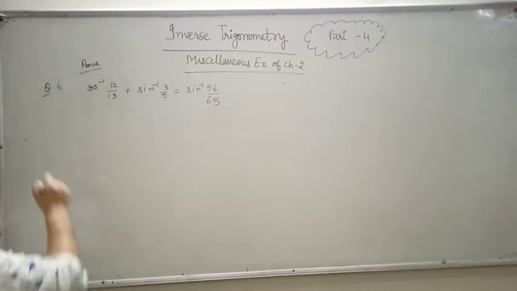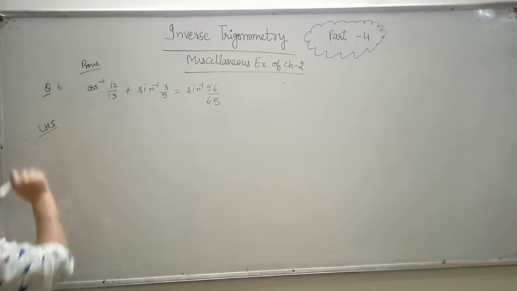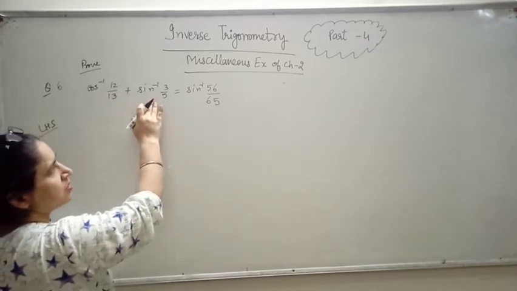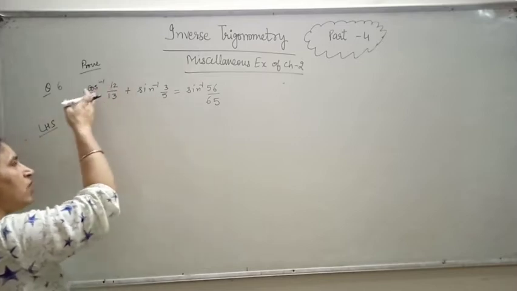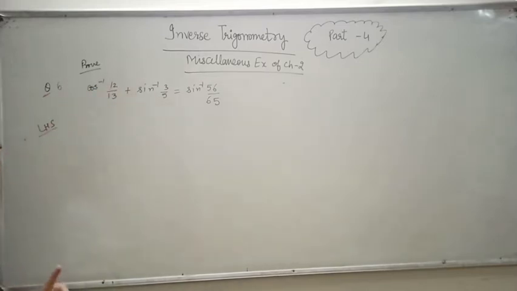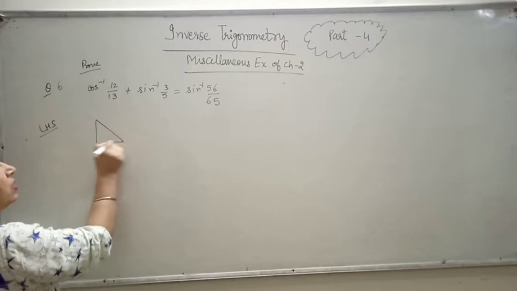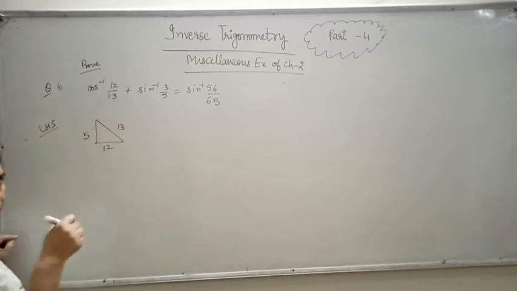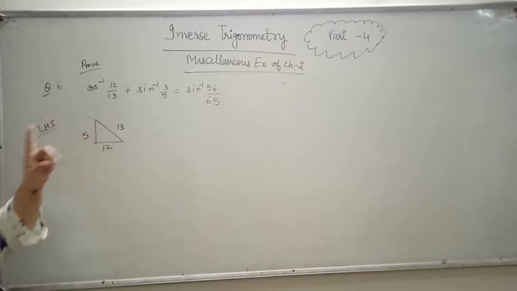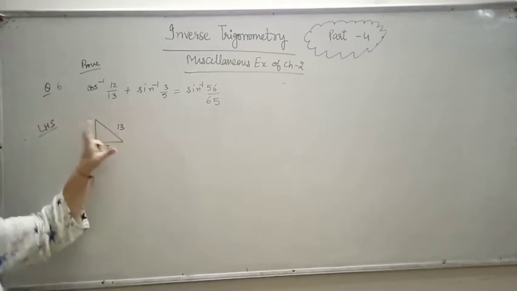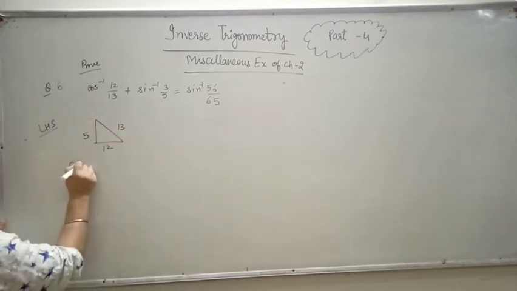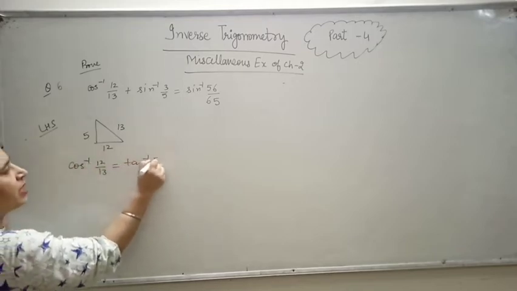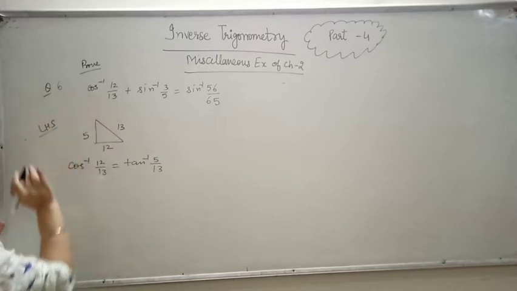So now I'm again taking left hand side in this question number 6. Here it is given cos inverse. The rest, look here, this is also sin inverse, this is also sin inverse. So I am going to change this cos inverse also into sin inverse. This is 12 and this is 13. So it would be 5. If you apply the Pythagoras theorem, you will see this is what comes. So it means cos inverse 12 by 13 becomes tan inverse 5 by 12. Okay, so now I can replace it here.